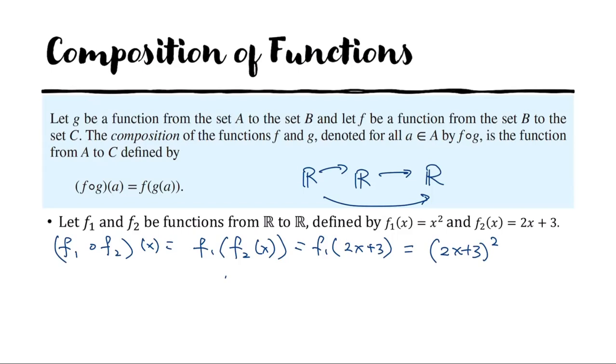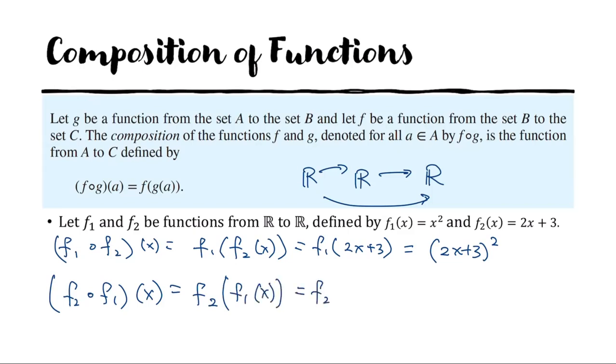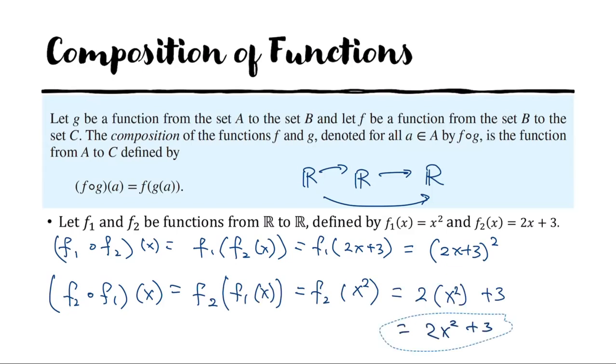So this will give you f1 composed with f2. Now, if we do f2 composed with f1, you will get a different answer. You have f2 here, and then you will put f1 inside of f2. Then you will substitute f1 into f2. So f1 is x squared. Now, wherever you see an x in f2, you will substitute it with x squared. So 2 times x now becomes x squared, plus 3, which will give you 2x squared plus 3. So do you see they are different?